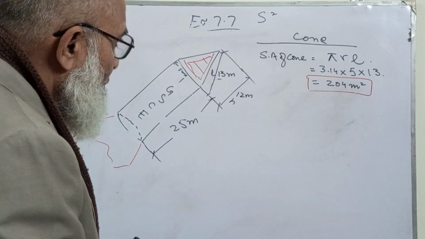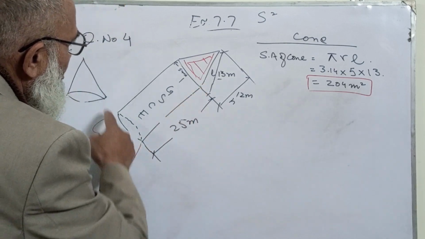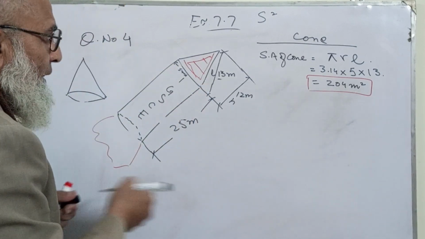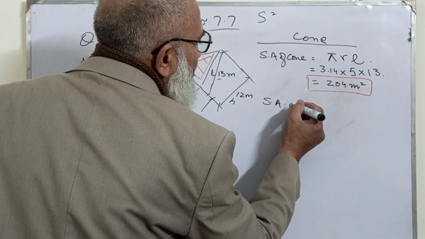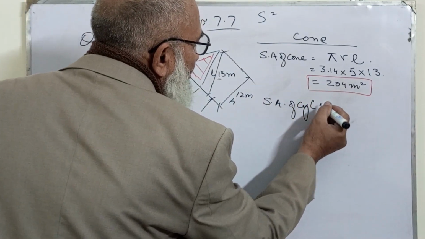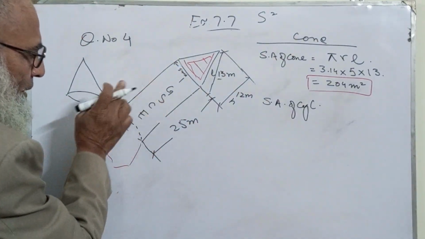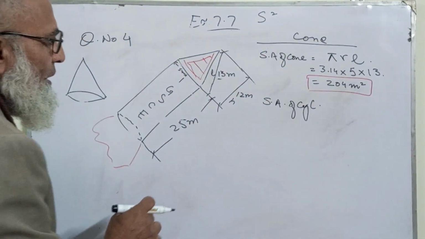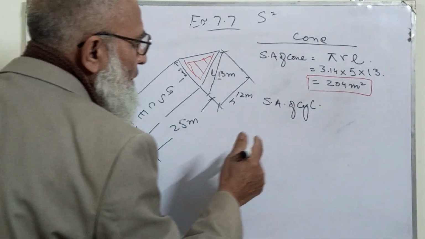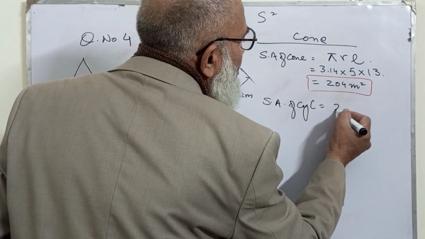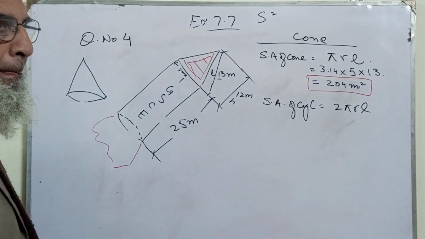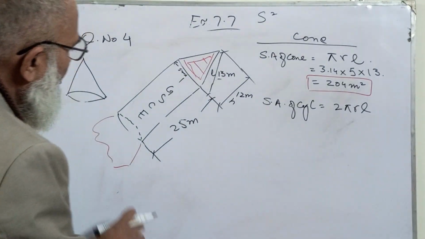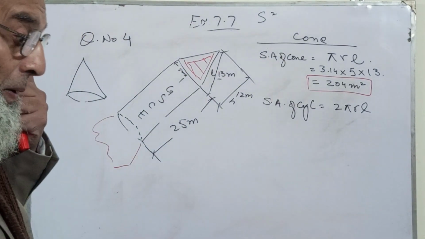Now what we are going to do, we are going to take the surface area of the cylinder. Now this surface area is equal to 2 pi r into l. Okay, 2 pi r. Why is it 2 pi r?